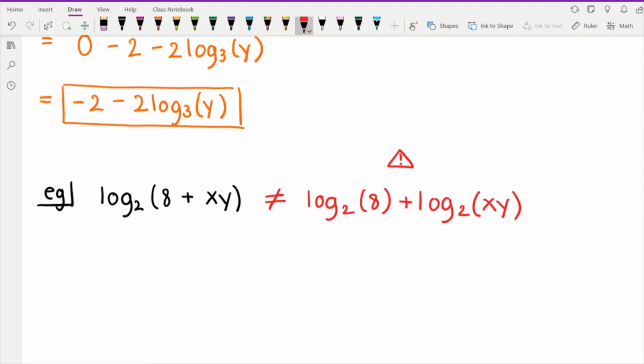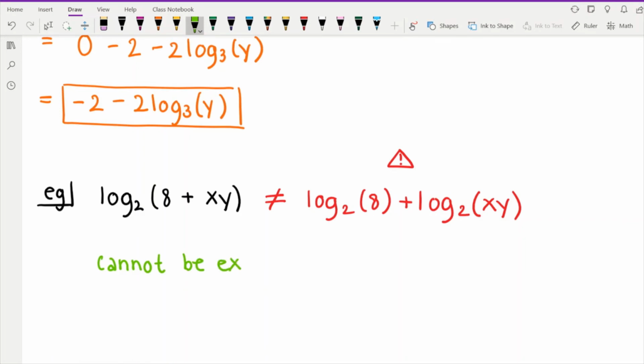Well, we know that when you break something up with addition, that would be if the stuff on the inside was multiplied, right? So what I have written here right now would be the same as log base 2 of 8 times x times y, right? And so how could 8 plus x times y and 8 times x times y be the same, right? They're not the same. And so this is not correct. So this one actually cannot be broken down.